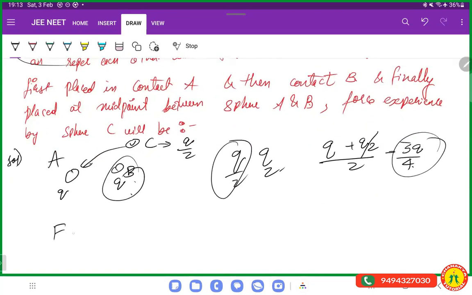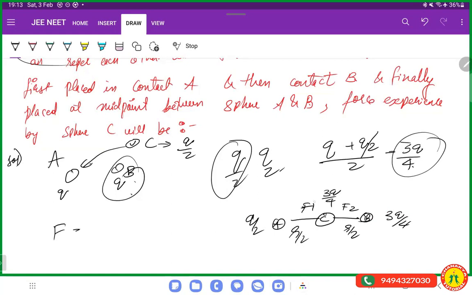Now the force between them, let's take F1 and F2. C came in between. This is your A, this is your B. This is Q by 2. The total distance was R, right? So it is R by 2, distance R by 2. This is 3Q by 4. And C is also having 3Q by 4.